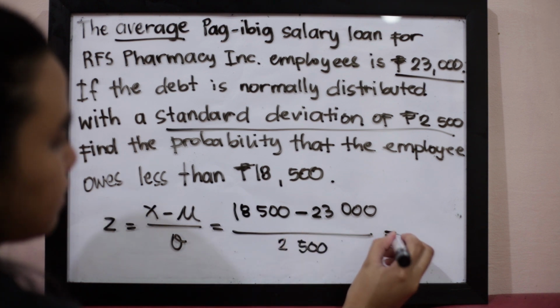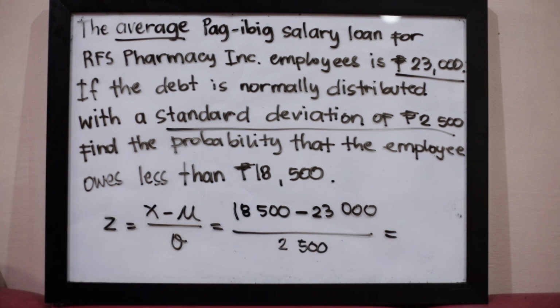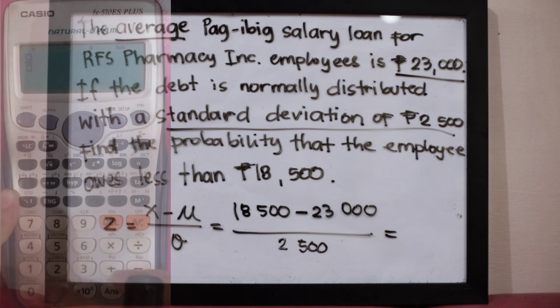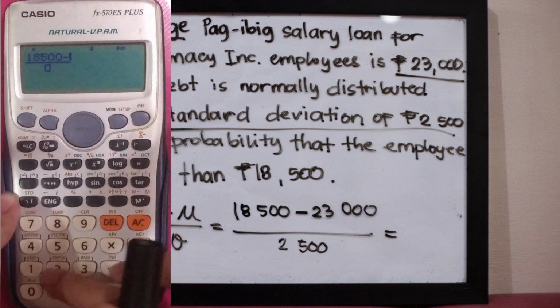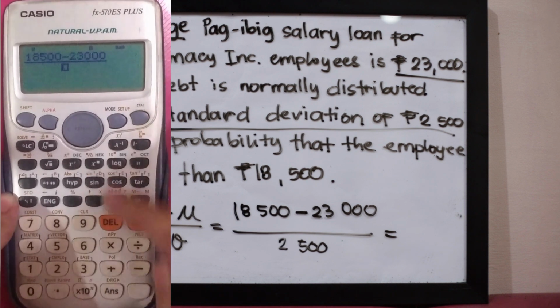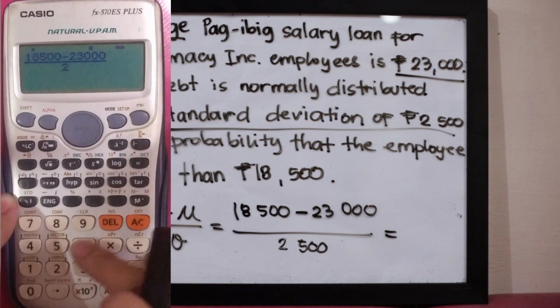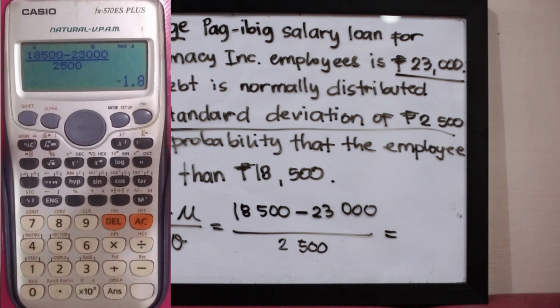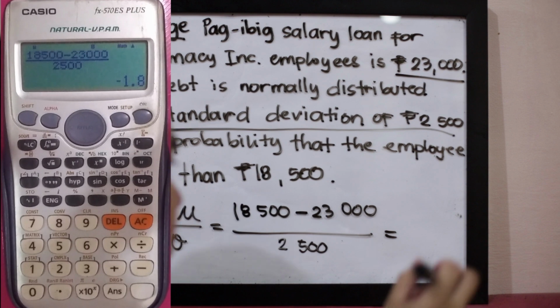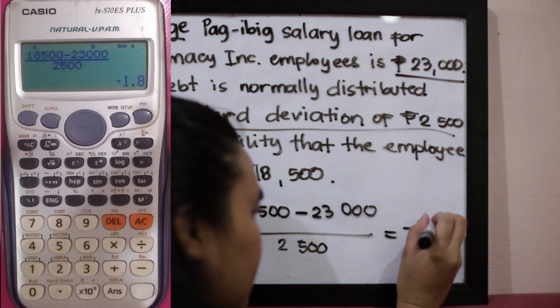Next, solving for this one. If your calculator is a 4-line calculator, then you will just write it as it is. Fraction, then 18,500 minus 23,000 all over 2,500. Equal sign. The answer is negative 1.8 or negative 1.80.